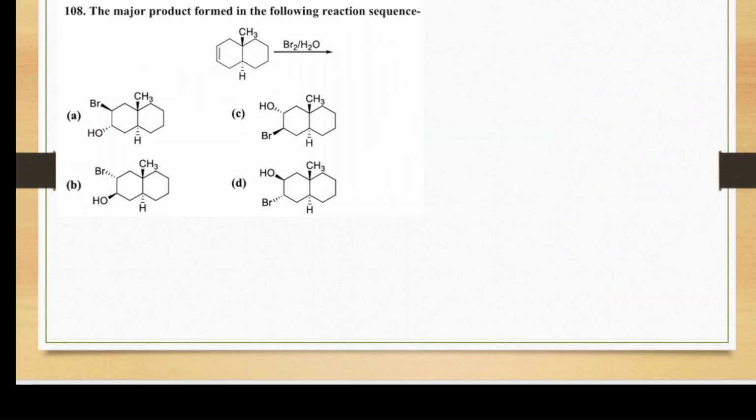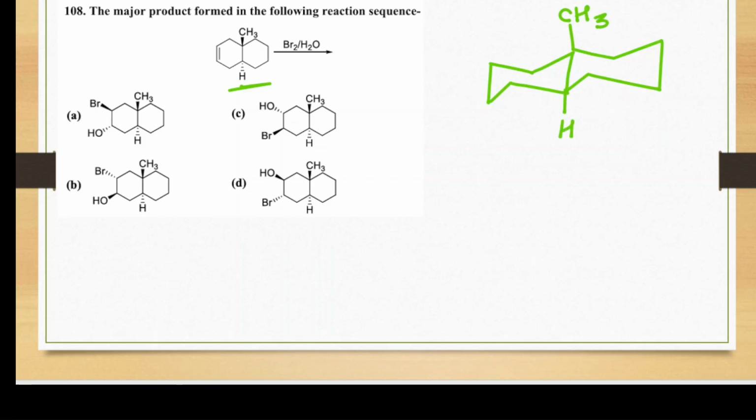Okay, now let us move on to the next question. We have to predict the major product of the following reaction. A decalin system has been given to us. Firstly, draw it in the chair conformation. Since it is trans-decalin, we can draw it in this particular form. The methyl group is in the above direction like this, and the hydrogen is present in the downward direction, and here I am getting this alkene. This is treated with a bromine molecule.